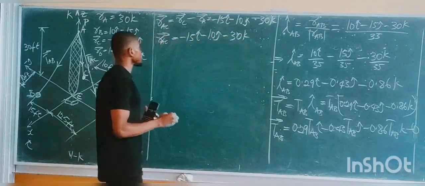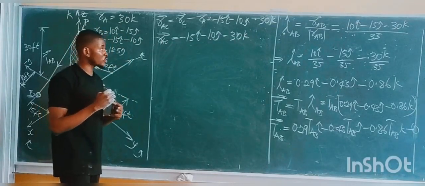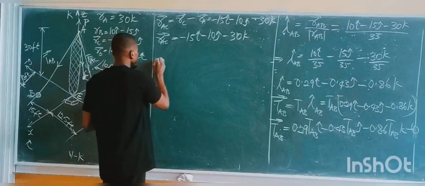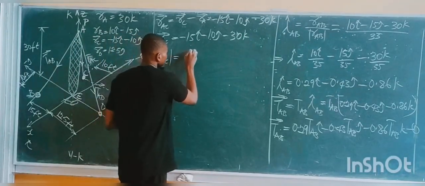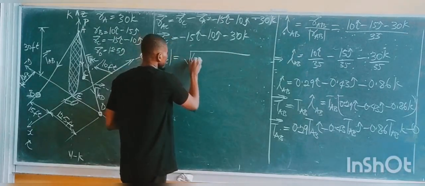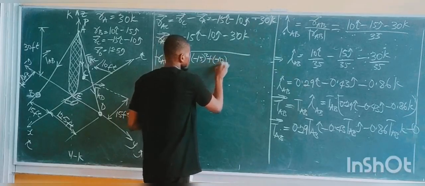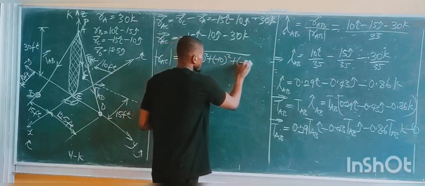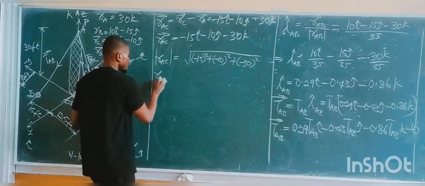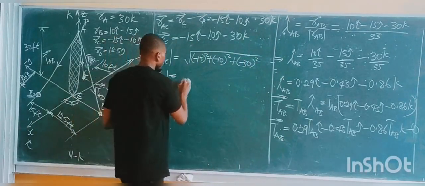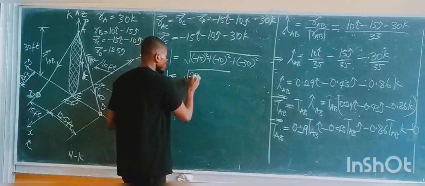Okay, so having done this, after the position vector between the two cables, the next thing to find is the magnitude of the position vector. So we'll simply find the RAC magnitude, and that's equal to the square root of minus 15 squared plus minus 10 squared plus minus 30 squared. Okay, so RAC magnitude is equal to the square root of, minus 15 squared becomes 225.